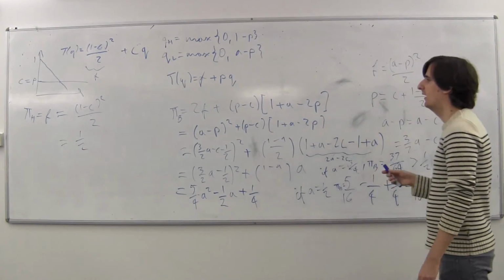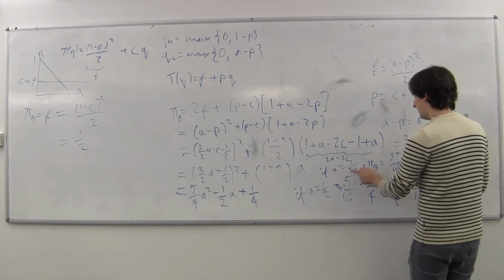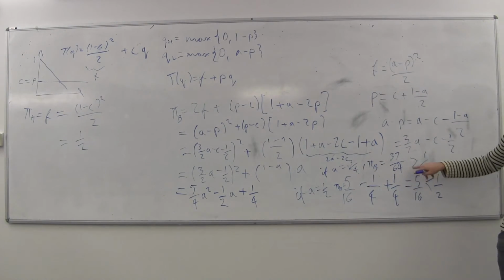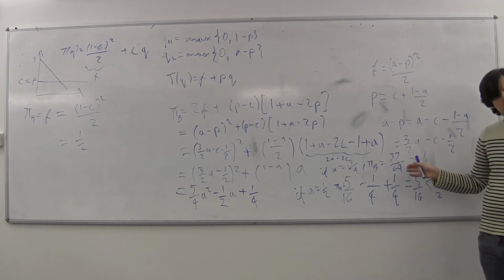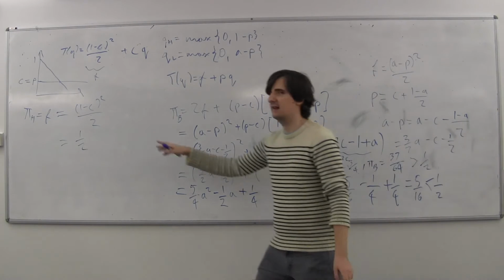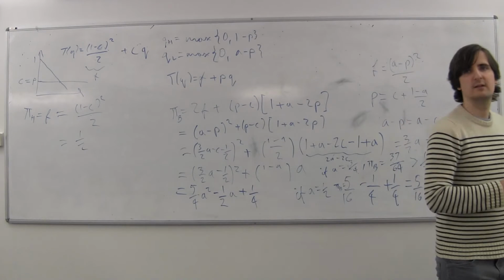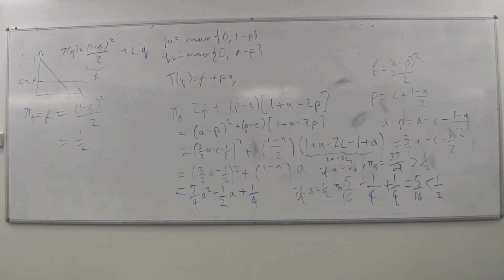Whereas if A was equal to 3/4, then they make profit bigger than a half from selling to both types, so they prefer that to selling to the high types. So it's just kind of plugging in numbers. It's not actually difficult, right?